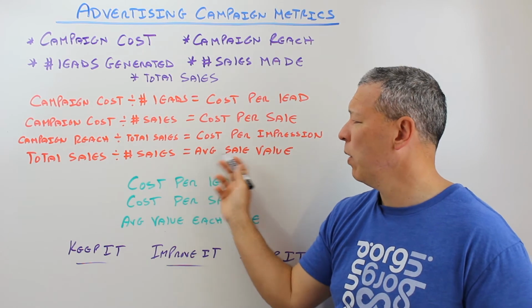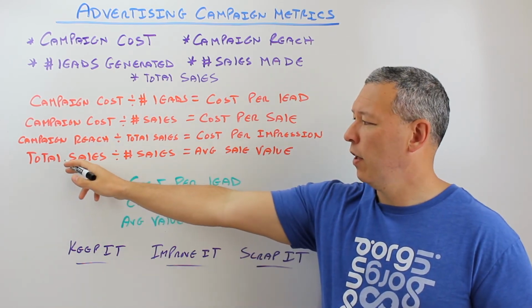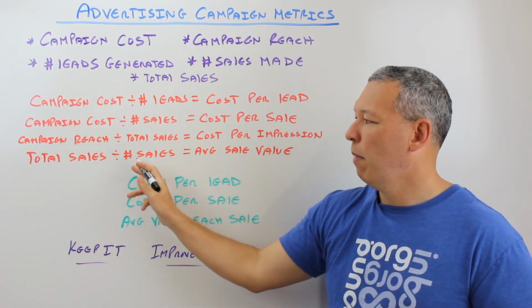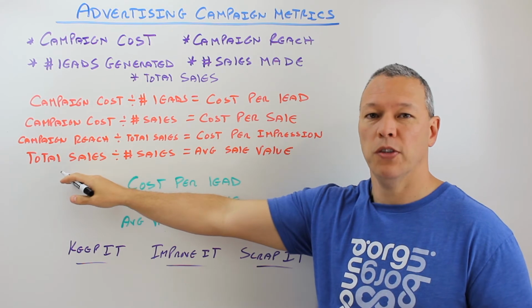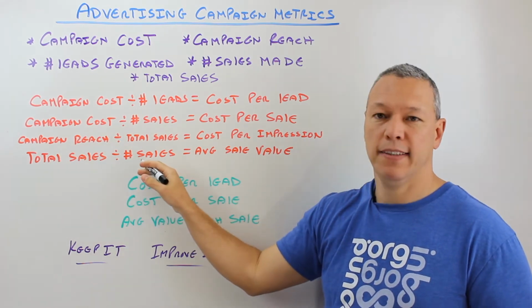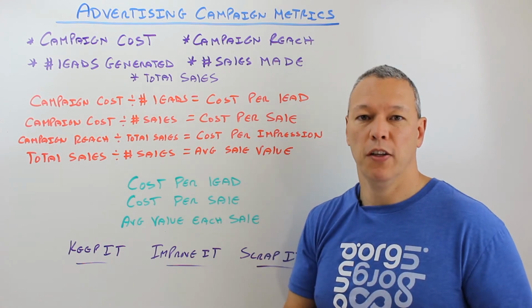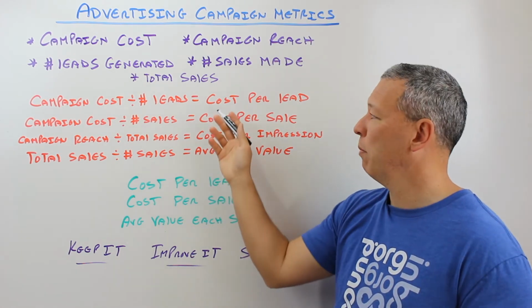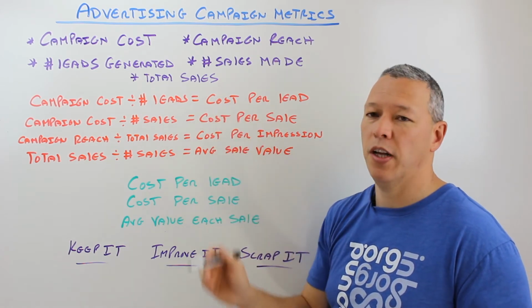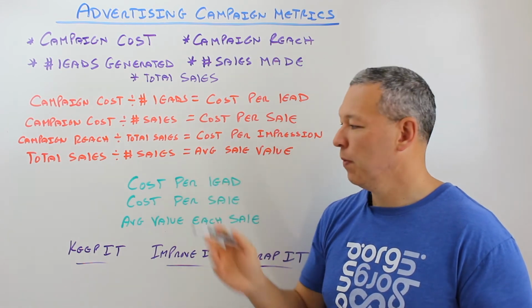And then lastly, we want to know our average sale value. So we're going to take our total sales and we're going to divide it by the number of sales we made. So if we made $1,000 in total sales and we made 10 sales, the average sale value would be $100 per sale, okay? So now we have 4 important metrics, 4 important numbers here. We know our cost per lead, cost per sale, cost per impression, and the average sale value, okay?